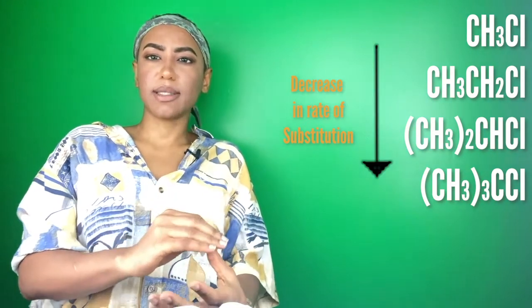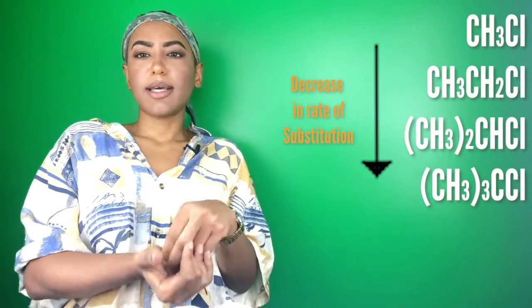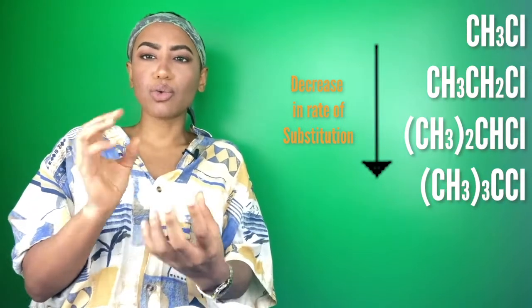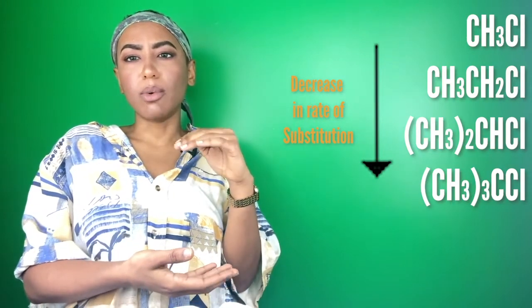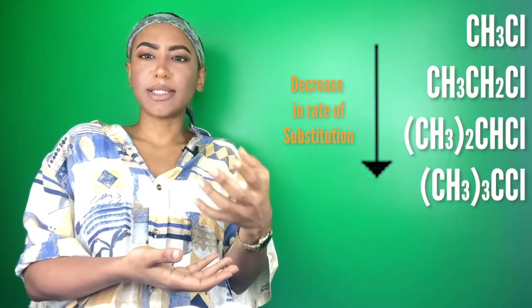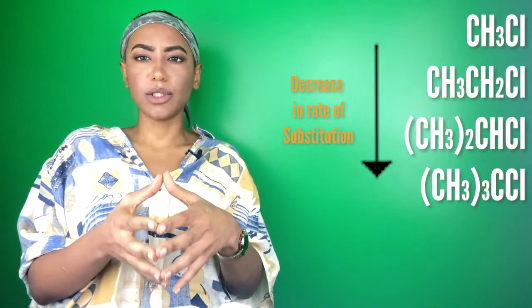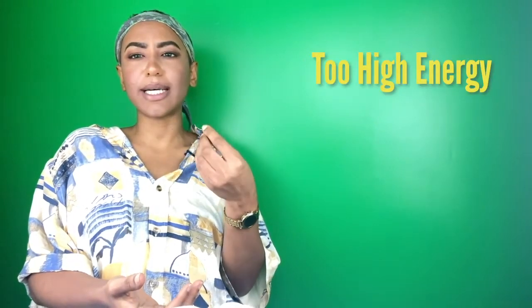Steric hindrance. As you go from a methyl alkyl halide to a primary alkyl halide to a secondary alkyl halide, the rate of substitution decreases. This is because of steric hindrance. It's just too crowded, and a crowded molecule will have a higher energy transition state. This is why tertiary alkyl halides do not undergo SN2 reactions, because the transition state of that tertiary alkyl halide undergoing substitution will be of too high energy.